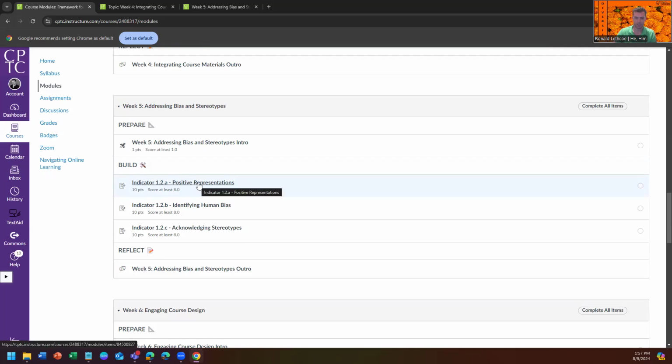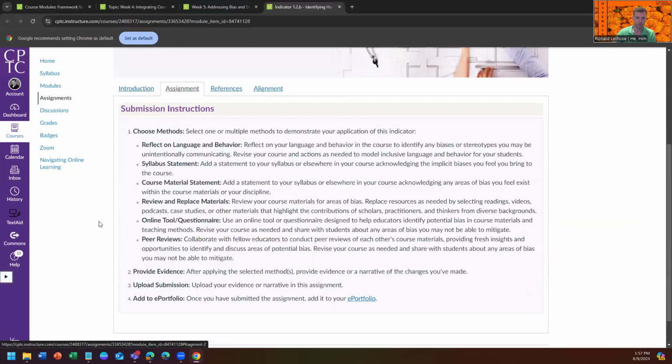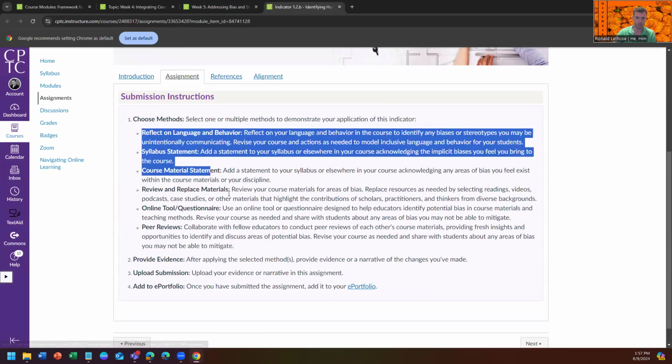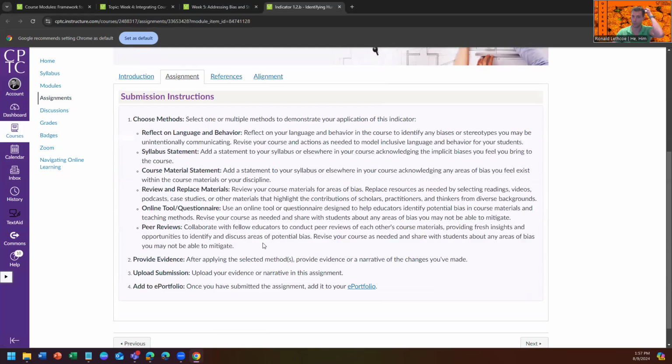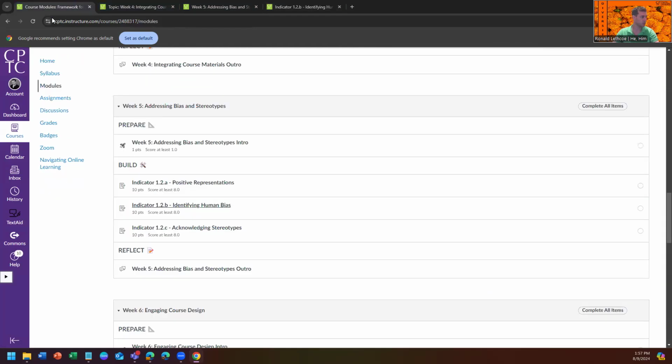For everybody that's in here today, indicators 1.2A to 1.2C are the ones that you should be working on this week. And once again, they're the same format as usual. You have your assignment and your different ways that you could do these assignments. Are there any questions before we end our time here today?